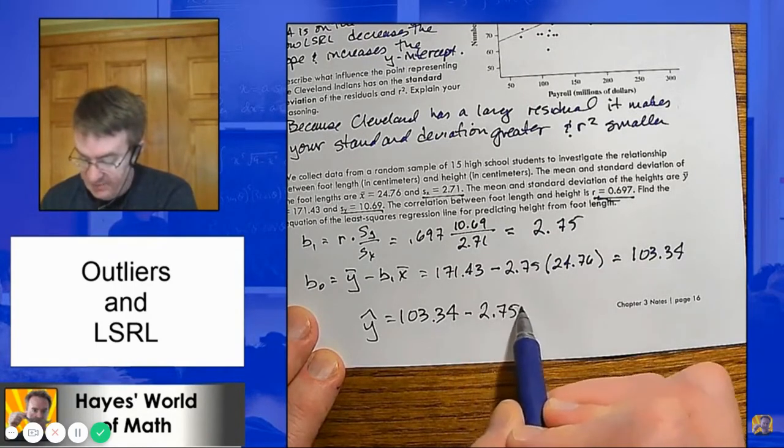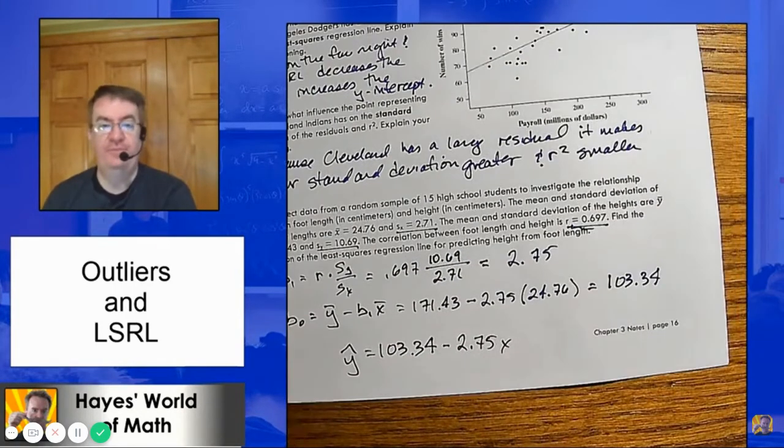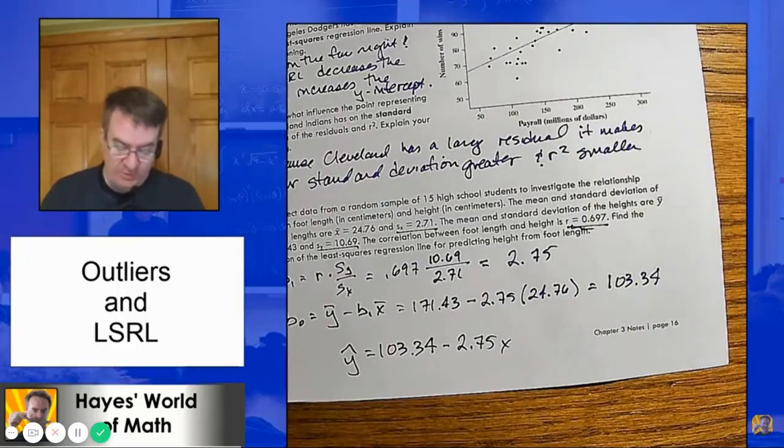And with that, we're going to come to the end of outliers and least squares regression lines, and the end of chapter 3.